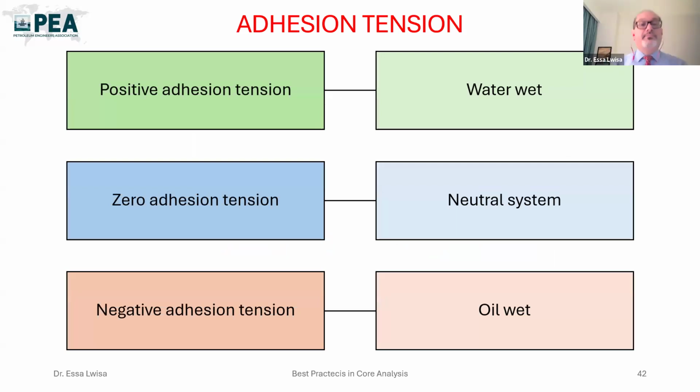Now, the adhesion tension has three categories, three cases. The first one is positive adhesion tension. That means the surface is water wet. If it is zero, then it is neutral. It is not water wet, it's not oil wet. If it is negative, then the surface is oil wet. Okay.